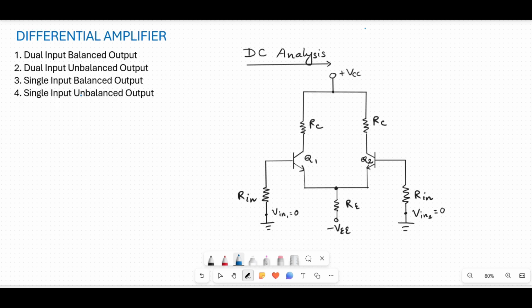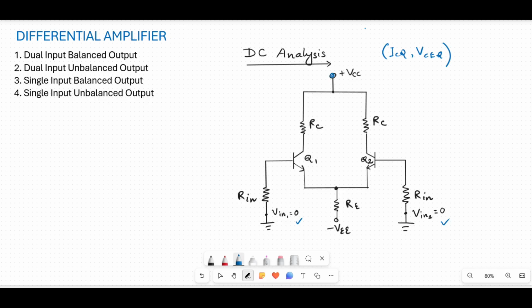So depending on these four configurations, today we are going to discuss the DC analysis of the differential amplifier. To determine the operating point values, which we call ICQ and VCEQ, for different differential amplifiers, we need to obtain a DC equivalent circuit. A DC equivalent circuit can be obtained simply by reducing the input signals Vin1 and Vin2 to 0. So we have made them 0 and connected them directly to the ground.